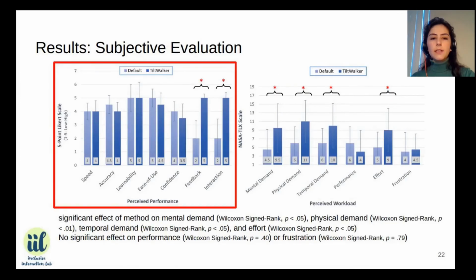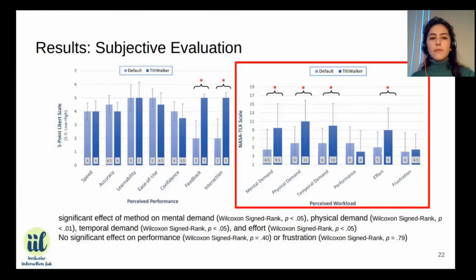We also collected user responses to 5-point Likert scales, asking them to rate the speed, accuracy, learnability, and ease of use of the examined methods. Participants preferred TiltWalker's feedback and its tilt-based interaction significantly more than those of the default method. Participants were also asked to complete a NASA TLX questionnaire. Statistical analysis found a significant effect of method on mental, physical, and temporal demand and effort, but no significant effect on performance or frustration.